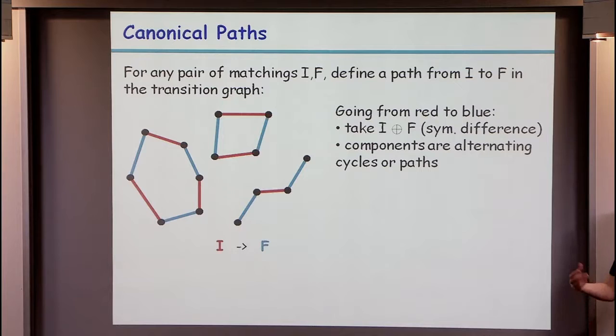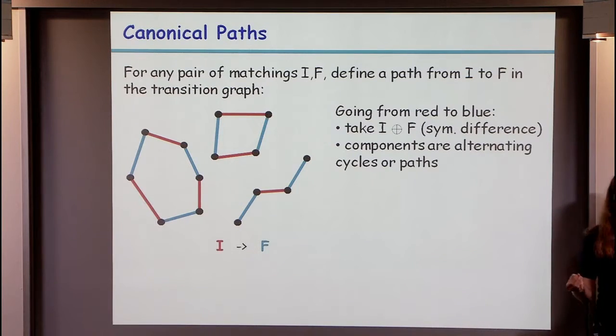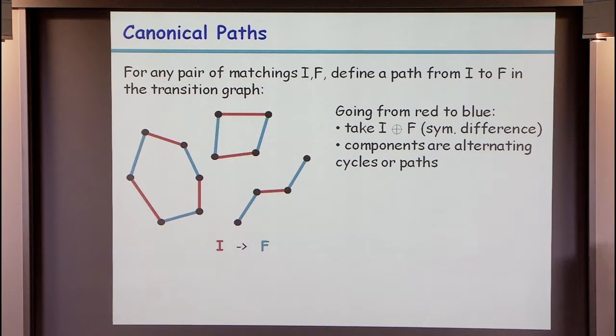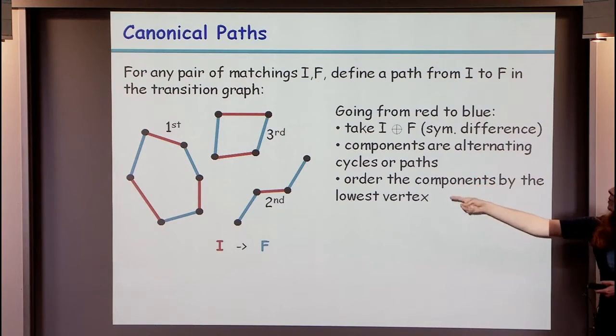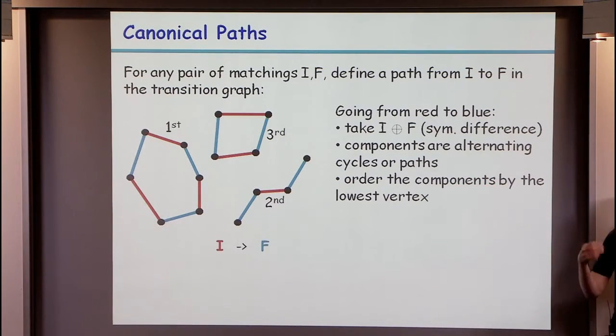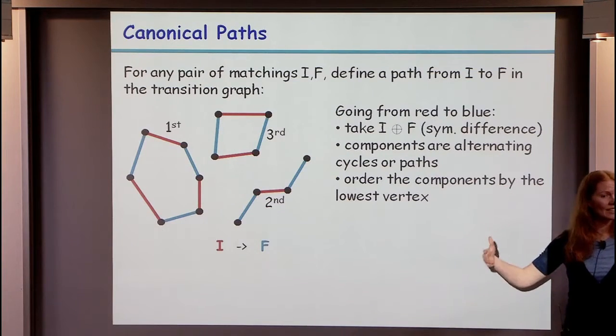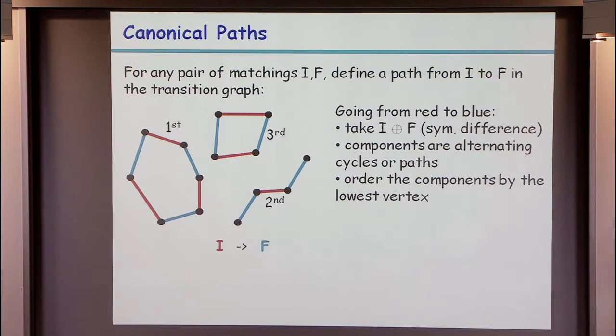What do I mean by ordering them? Well, the vertices have some labels. Let's call these labels 1 all the way to n. So the component, the alternating cycle or path, that has the smallest label vertex is going to be my first component. Then from the remaining components, whoever has the smallest label vertex is going to be my second component, and so on and so forth. So I have a canonical way to order my components. And now I'm just going to process these components in this order.